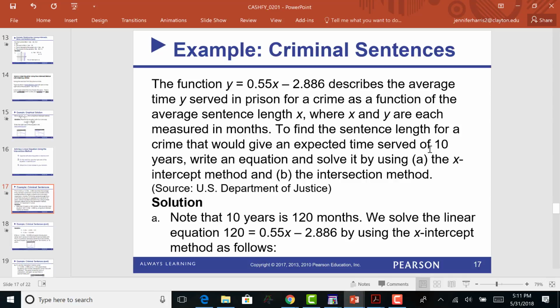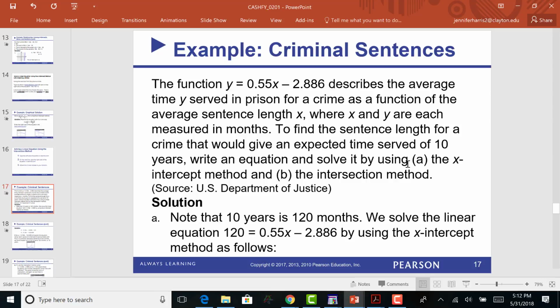Look over here, it's time served. The expected time served was 10 years. So they gave us time served. Is that the X or the Y? Okay, so I'm making sure we're on the same page. X is the amount that the judge told you was going to serve. And the Y is the amount you actually went ahead and expected to serve. Does that make sense? Okay.